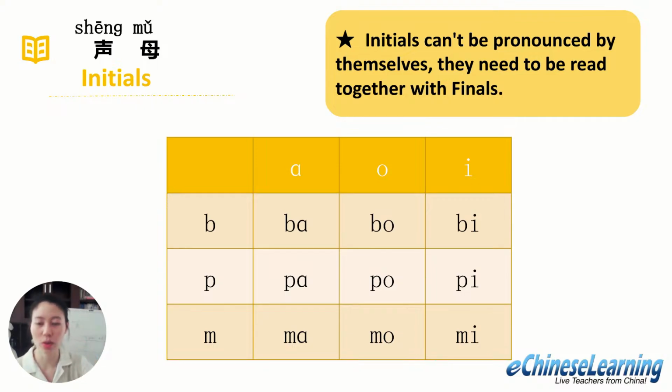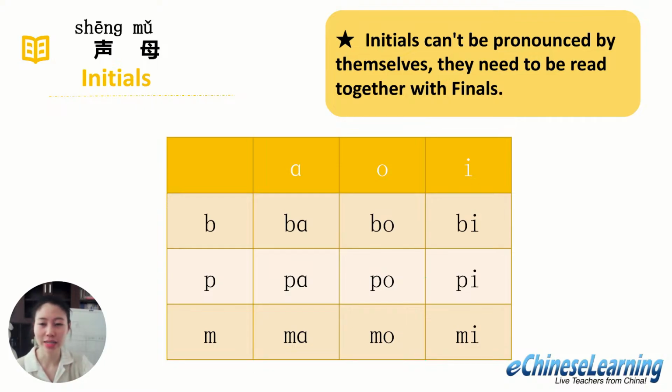So the first one would be bo, bo. Next one will be po, po. The last initial will be mo, mo. Together it's like bo, po, mo. A little bit different, but it's fine, right?